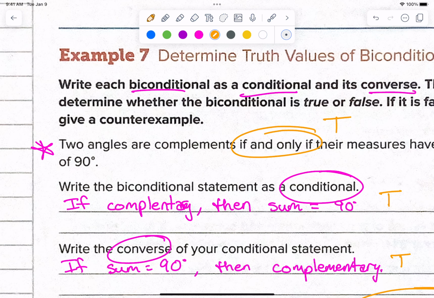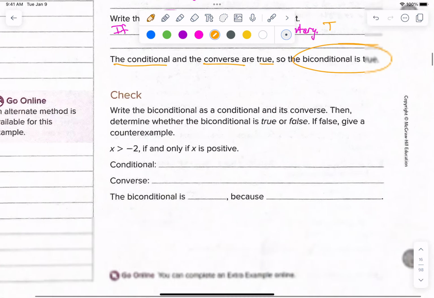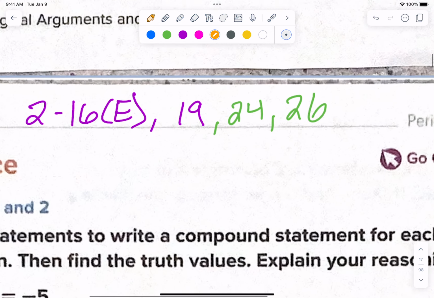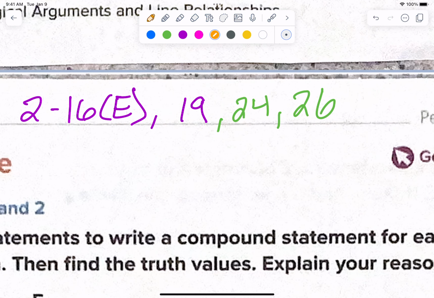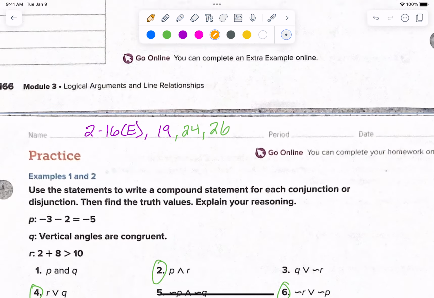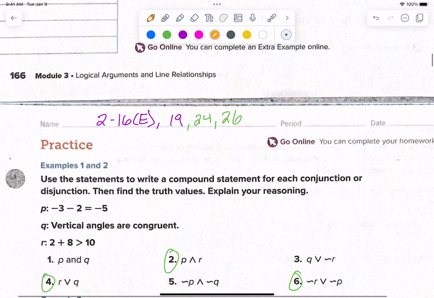Okay, got it? So to the homework assignment that you started yesterday, I am adding 24 and 26, and that's it. Can you do that? So 2 through 16 even, 19, 24, and 26. If you get stuck or don't know how to word something, just holler. I'll come help you. Okay?